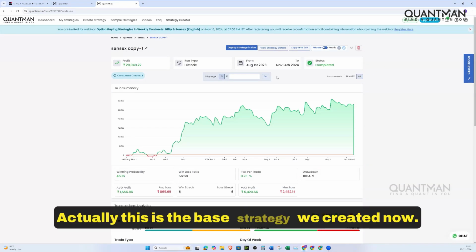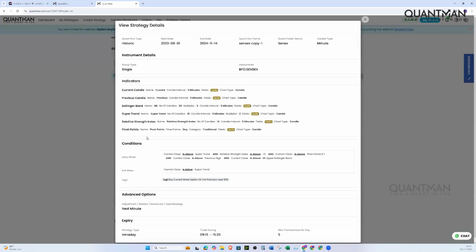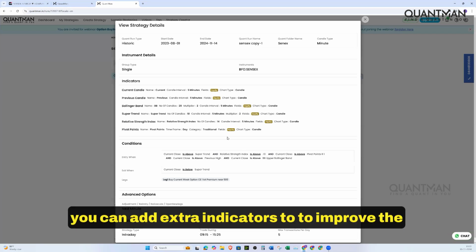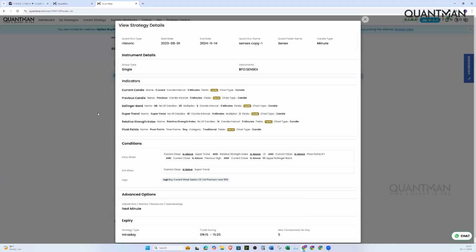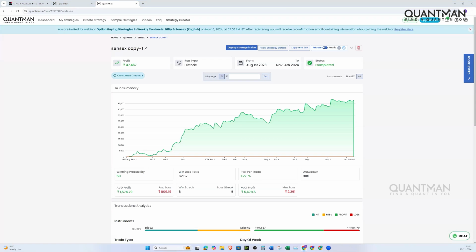Actually, this is the base strategy we created now. Now you need to upgrade from this level to advanced level. You can change the time frame, you can change the value, you can add extra indicators to improve the efficiency. Okay. So far, any doubt?